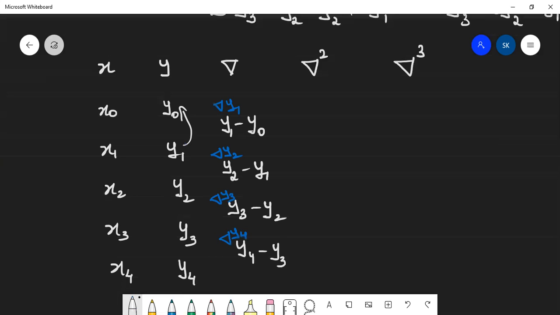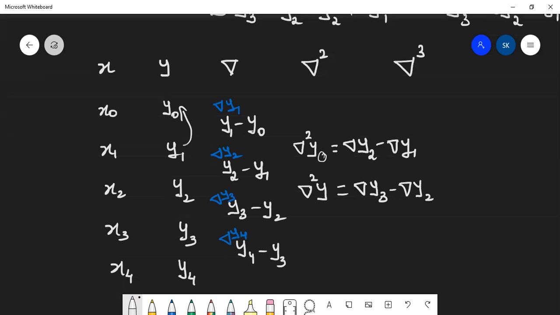What will be the next differences you'll have? Next difference, backward delta y2 minus backward delta y1. What you'll get in between these two is backward delta square, and I'm not writing the symbol here. We'll see what you'll get. We have to get this minus this, no? Backward delta y2 minus backward delta y1. Next one will be backward delta y3 minus backward delta y2. What will be the notation? Backward delta square y. What should I take?